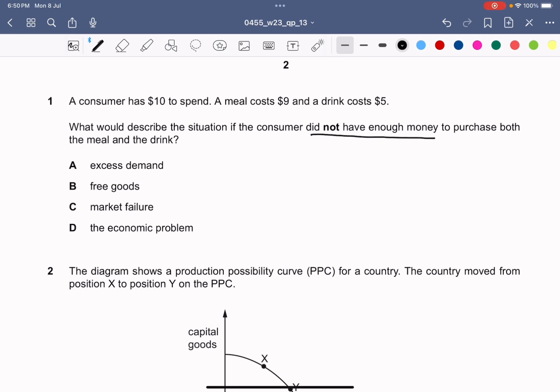So this is the concept of unlimited wants and limited resources. This forms scarcity, which is the basic economic problem. So the answer is D.